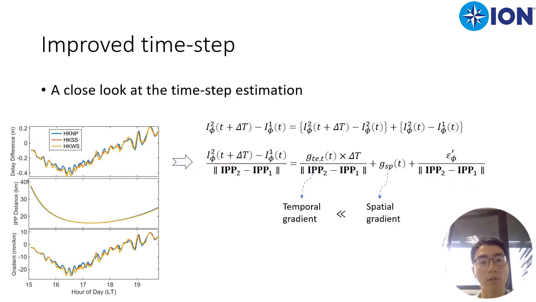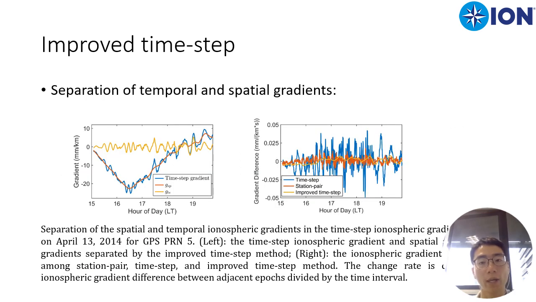If we have a close look at the timestamp result, we can see that it contains both spatial and temporal gradients. And we know that the temporal gradients are much smaller than the spatial gradients. And we also know that the temporal gradients change more rapidly than the spatial gradient. So based on this, we propose a simple way to separate those two things by smoothing the timestamp method results. From this figure, we can see that after smoothing, we can separate those spatial and temporal gradients.